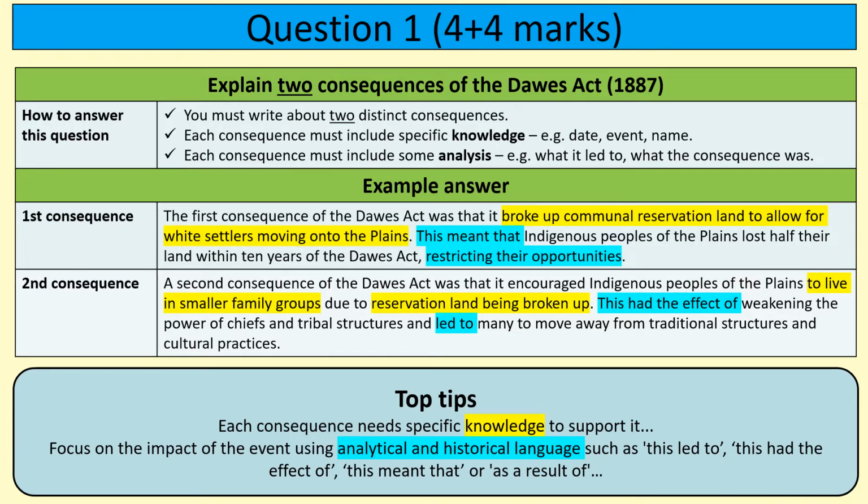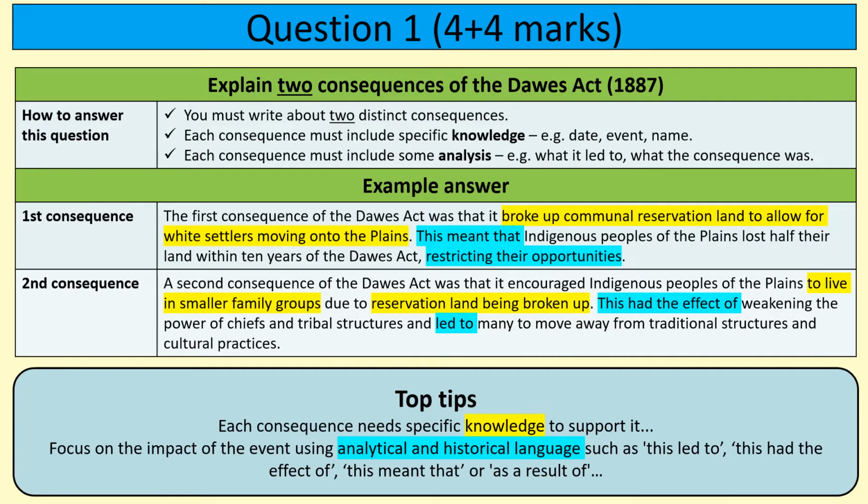Now in terms of how to answer this question, you need to write about two distinct consequences. Each consequence must include specific knowledge, such as a date, event, or name, and each consequence must include some analysis, such as what it led to, what the consequence was. So if you have a look at this example answer, I've highlighted for you in yellow where we've got the knowledge, and also in blue where we've got analytical and historical language. So let's have a look at these two example answers.